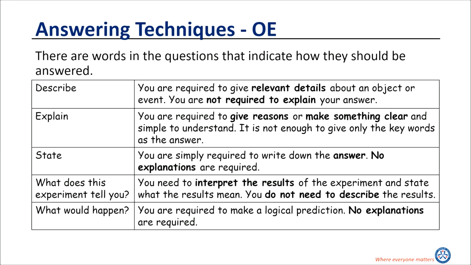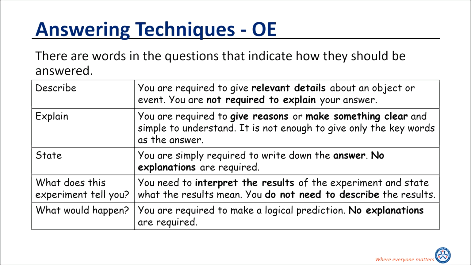Your child has been taught to pick up words in the question that indicate how they should be answered. For describe type of question, students are required to give relevant details about an object or event, but not required to explain their answer. For explain type questions, they are required to give reasons or make something clear and simple to understand, and we will make use of the C3 answering technique to do so.